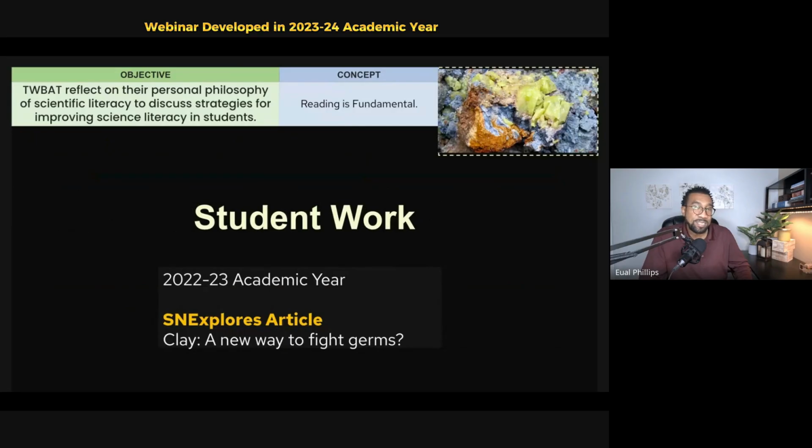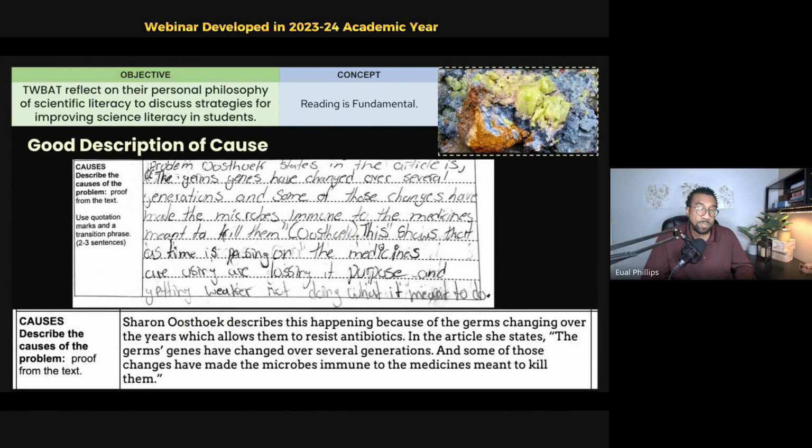Let's take a moment to look at some student work. This particular work comes from a Science News Explorer article, Clay, A New Way to Fight Germs. And these are examples of work that I would actually show students after they've completed these to give them feedback. One of the challenges that I came across was that students struggled to tell the difference between describing a cause and explaining a cause. And so I needed to give them examples of when students actually did well and when they did poorly. Both of these examples are well-written descriptions of the problem that was being addressed in the text.